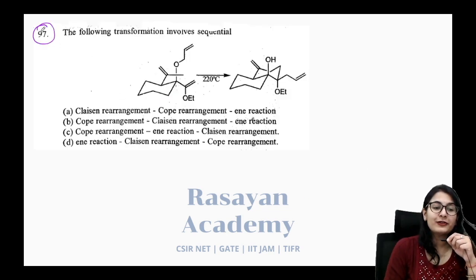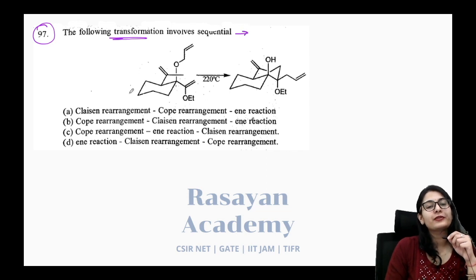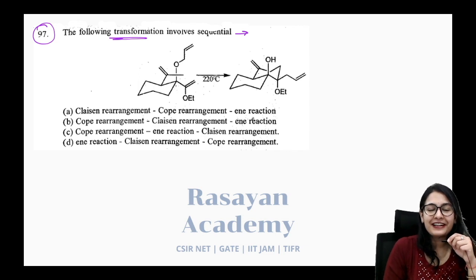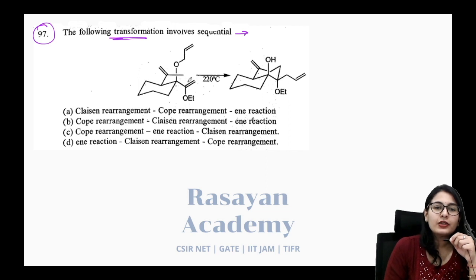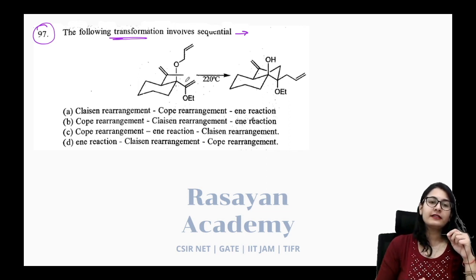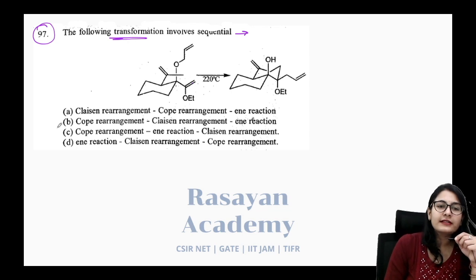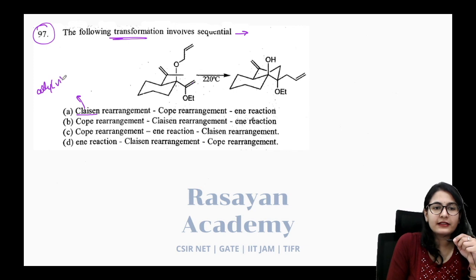Now, big molecule over here. This is our second last question. The following transformation involves sequential. So now you have to answer this question once again based on pericyclic reactions. See. So what is happening over here? Okay, this might look like a bit difficult, but it is not. First, identify what is given. So if you want to check out for the Claisen rearrangement first, for the Claisen rearrangement, you need the allyl vinyl ether. Do you have it? Let's check.